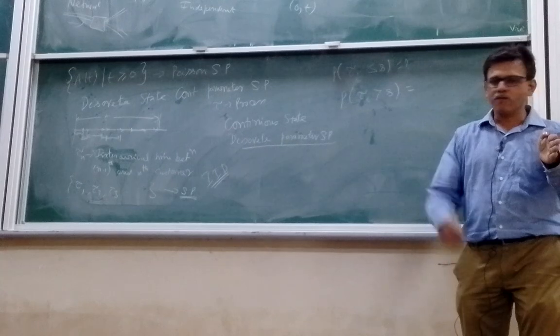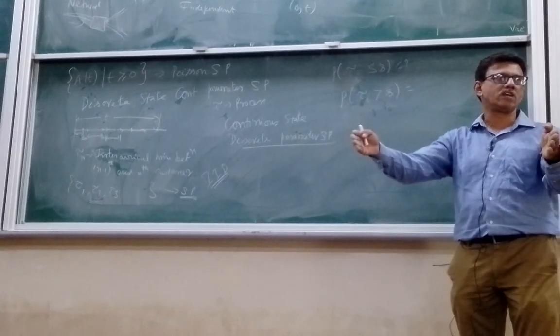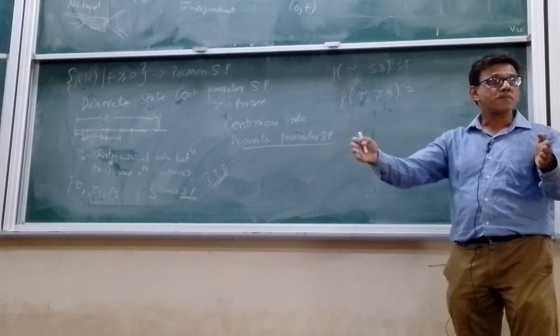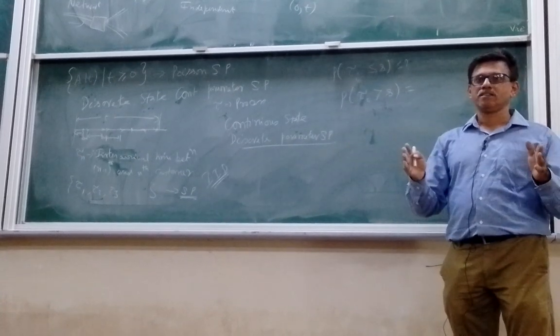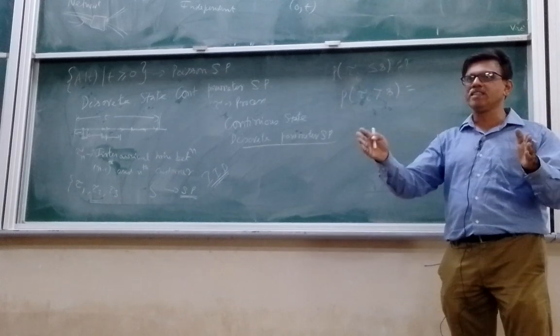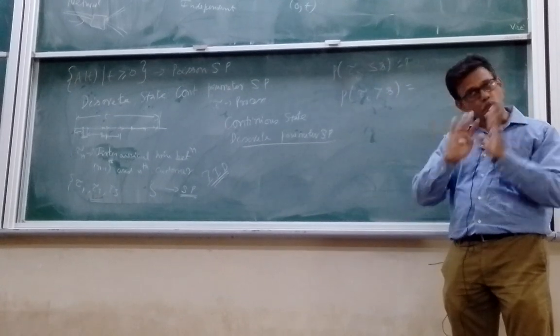From one arrival to another arrival, it has to be greater than this. That's all I have asked. The number of arrivals that should have occurred in that interval has to be 0. Both are one and the same.